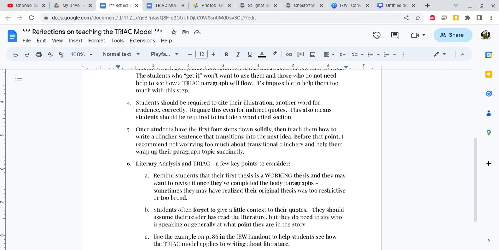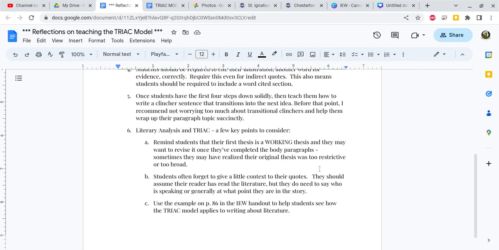Again, make sure that they cite any direct quotes or indirect quotes. Let's say you're writing a paragraph for a science class, and they are not so much quoting directly from their source, but they're giving statistics or information about something. Make sure they know they still need to cite their source on that, where they got it from. That, of course, means that they're going to have a works cited section included.